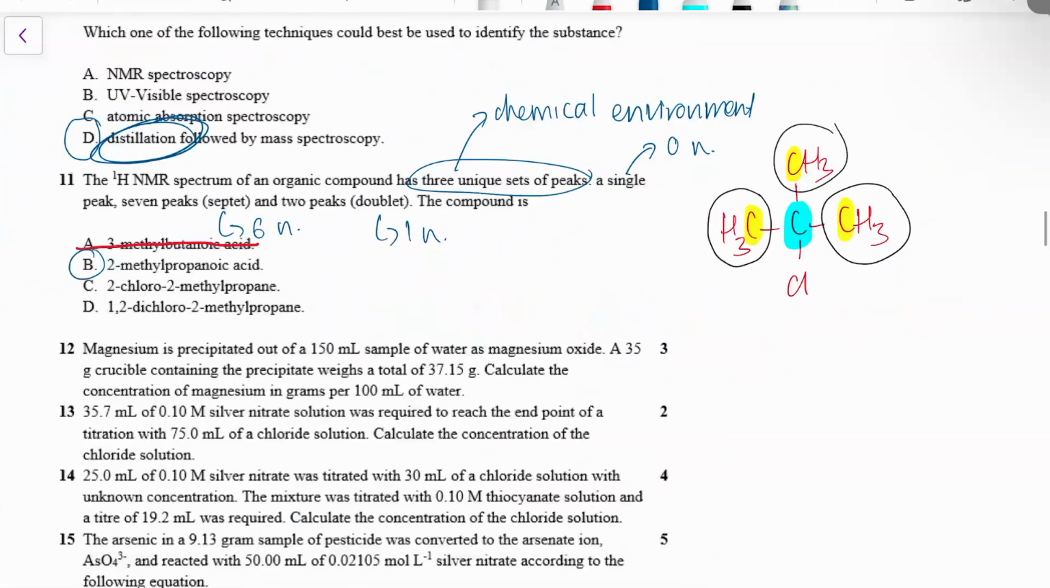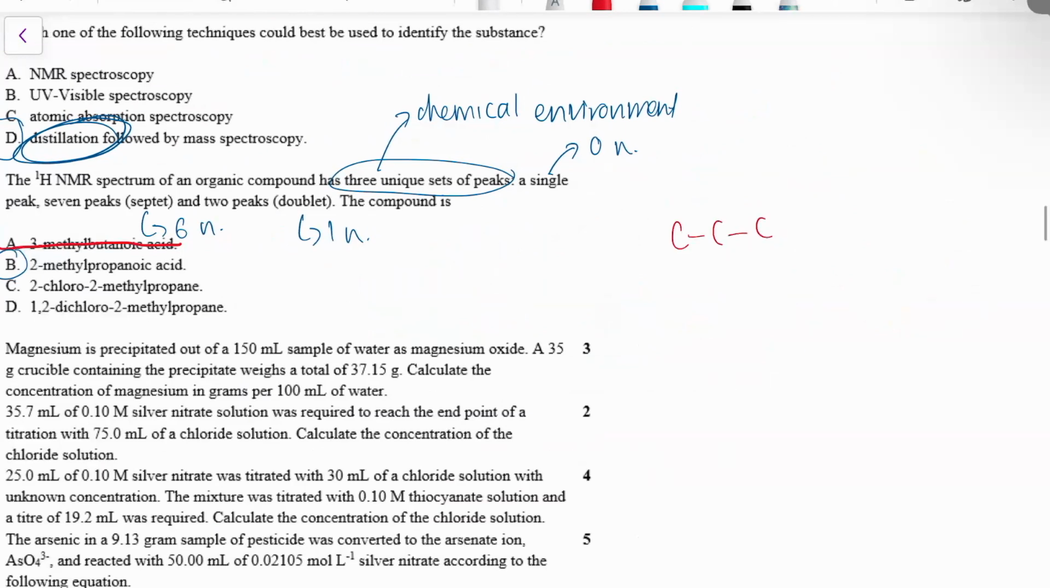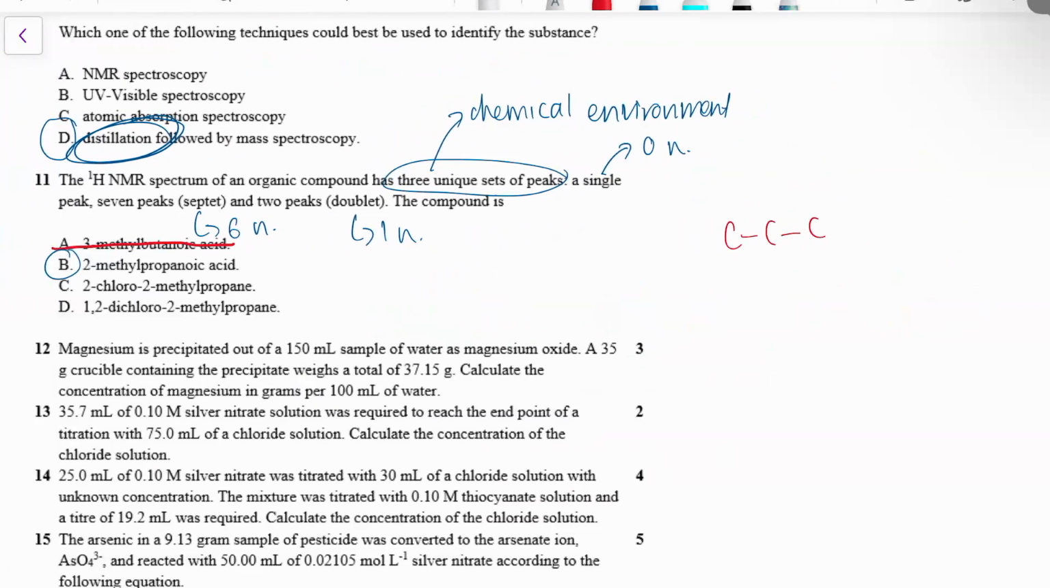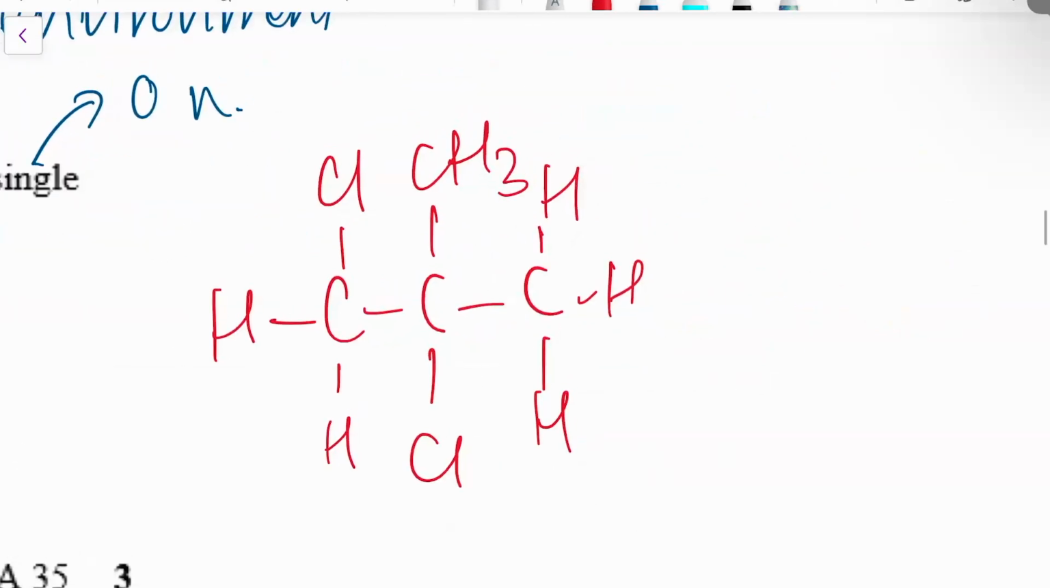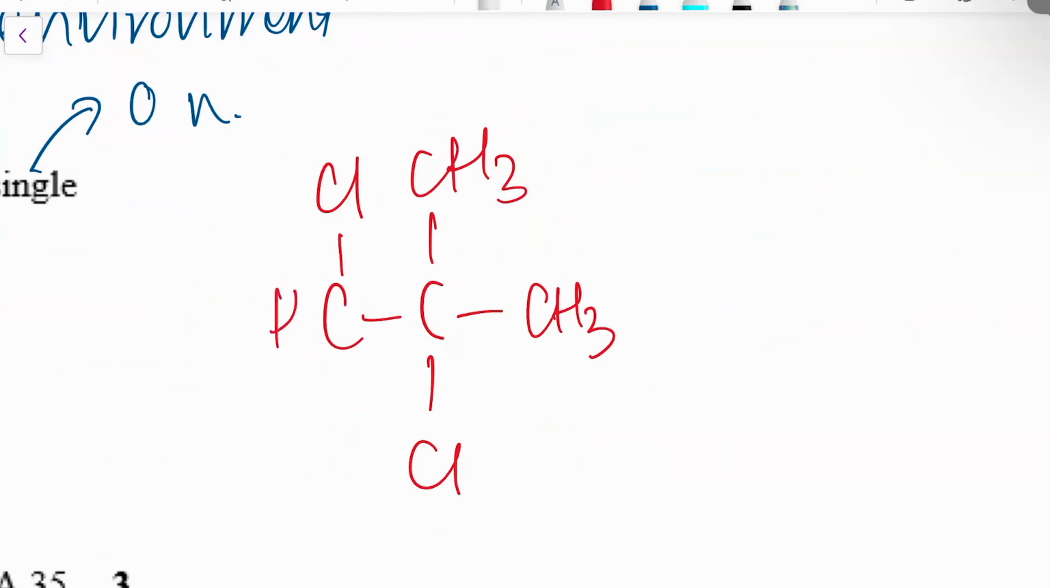How do we draw D? 1,2-dichloro-2-methyl propane. 3 carbons. And then in the middle is methyl and then 1 Cl. On the first is another Cl. Okay, and then I'll condense this as well, and I'll condense this. They're attached to the same carbon.